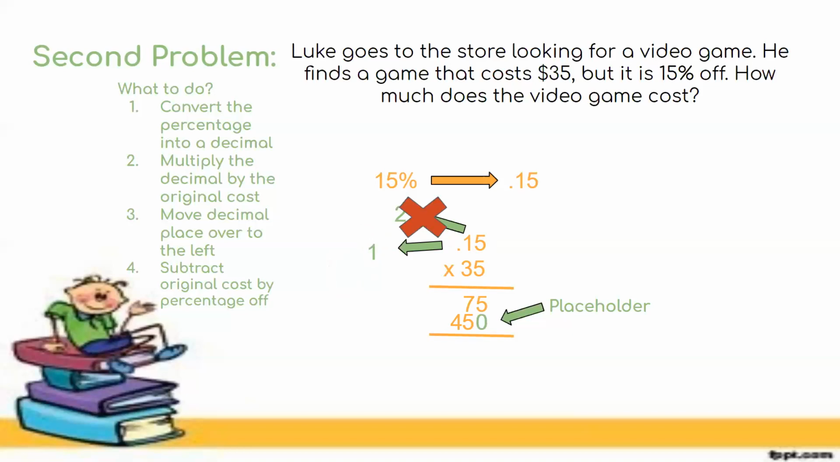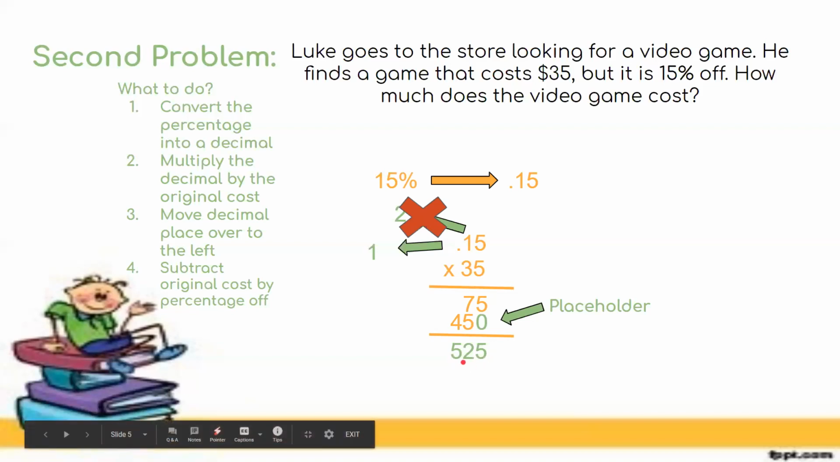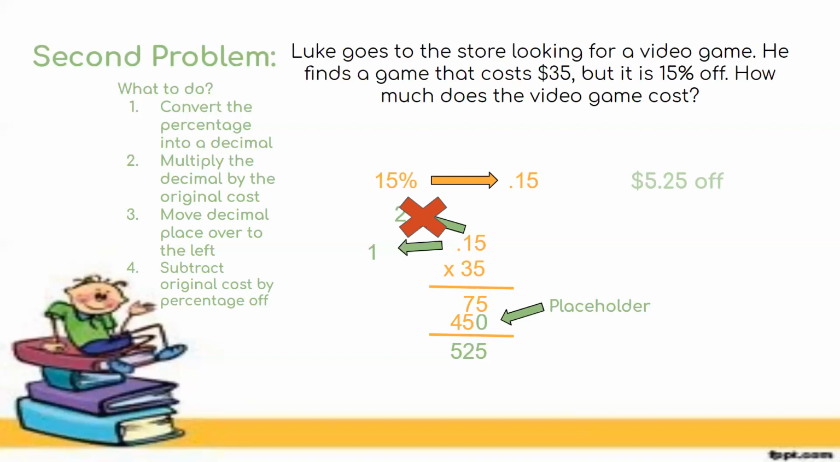All right, this one's a little bit more difficult because we're not just adding zeros, but it's not extremely difficult. So 75 plus 450, this will give you 525. So let's bring that decimal place back down. Again, 2 places to the left. So as a whole number, move it 1, 2, which gives you 5.25. The video game is $5.25 off. Keyword: off. That's not your answer yet.